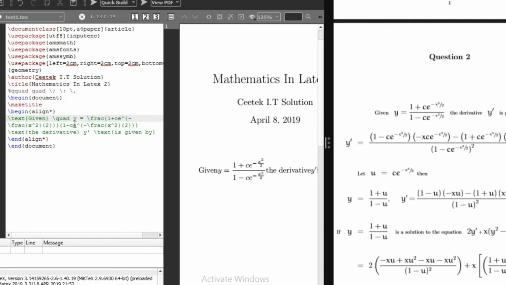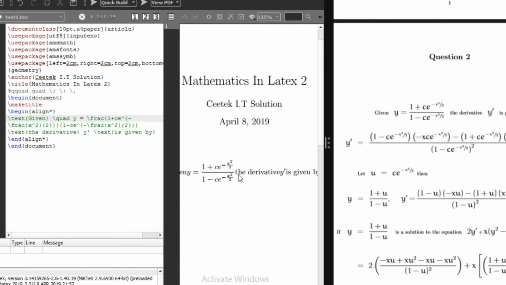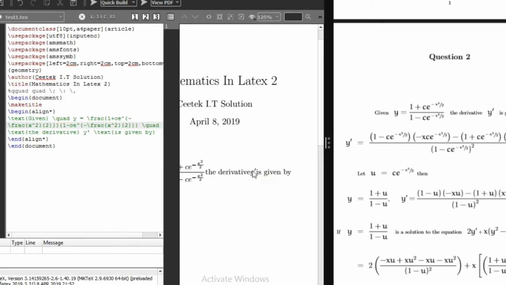and then, giving y, I want spacing before the y, and I want spacing after the expression, right? So let's look for the expression. Okay, so that's the text right here. I need to put some spacing here, so quad, and in front, before and after the y prime, right?